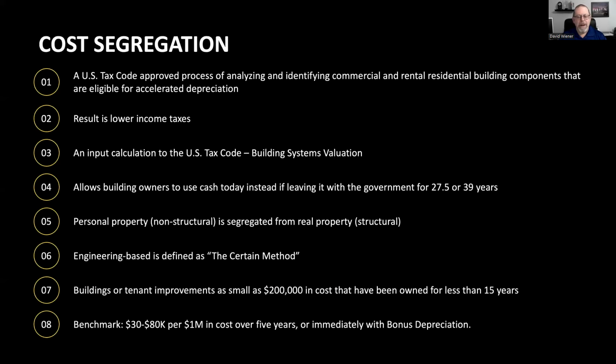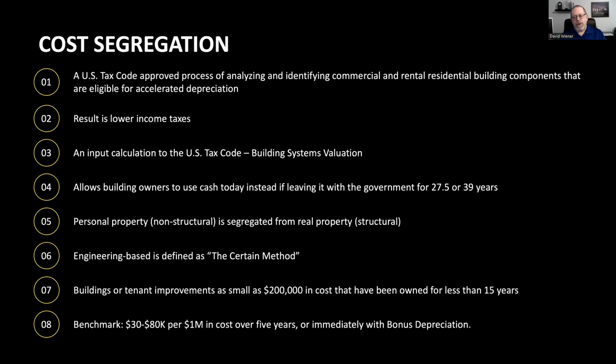And the benchmark on a cost segregation study, just so you're aware, is $30,000 to $80,000 off of your taxes per $1 million in cost over 5 years, or while we have bonus depreciation, immediately the first year.